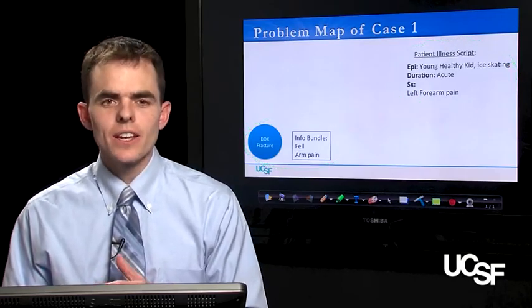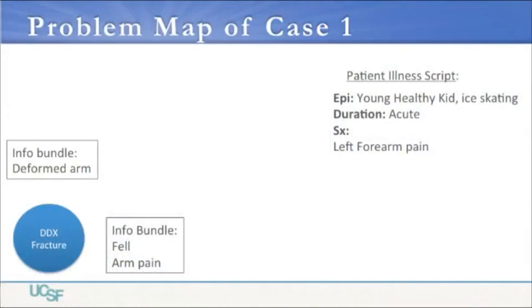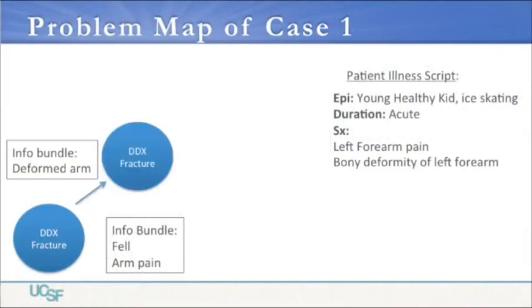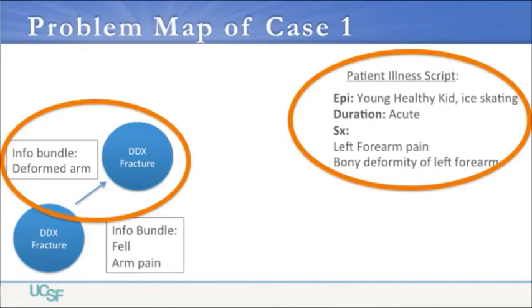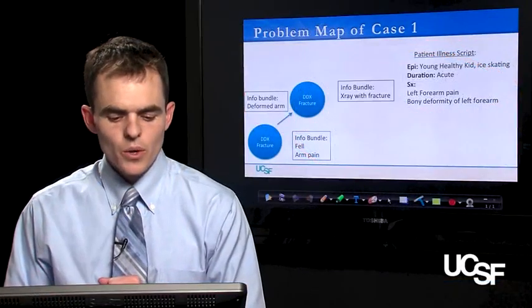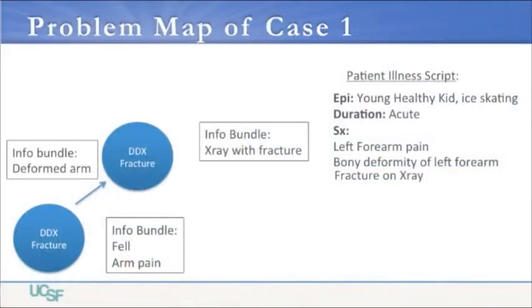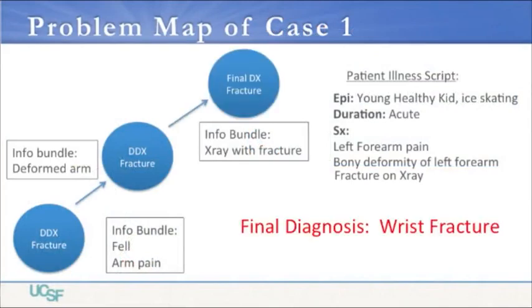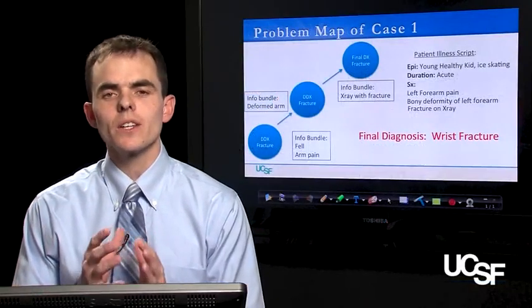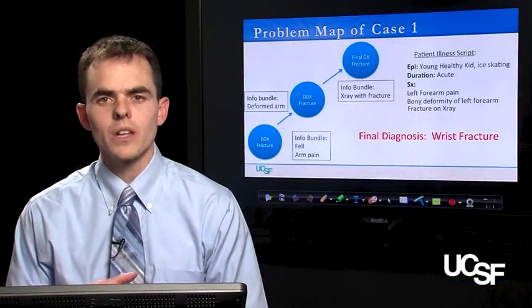Now, let's do the next step. You did your exam, and there was a deformed arm on exam. You update your patient illness script. You draw a line to your next differential diagnosis, or working diagnosis at that point in time. It's still a fracture, of course. And this now is your second clinical moment. So we continue through. Our third information bundle was the X-ray that showed a fracture. You update your patient illness script. You update your final diagnosis, which is a fracture. This is what, in a very simple way, a problem map would look like.